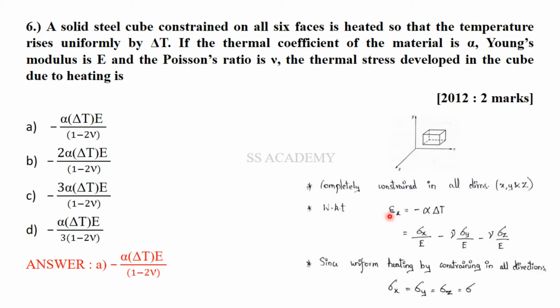We know that epsilon x, that is strain in x direction, is minus alpha delta T. Similarly, in y direction also it will be alpha delta T, in z direction also it will be alpha delta T. But why are we considering three values? Because in x direction there will be an expansion. Due to that expansion and due to the restriction of that expansion, there will be a reaction. Also remember, in y direction there will be expansion. That expansion is also restricted, so there will be a reaction in y direction.